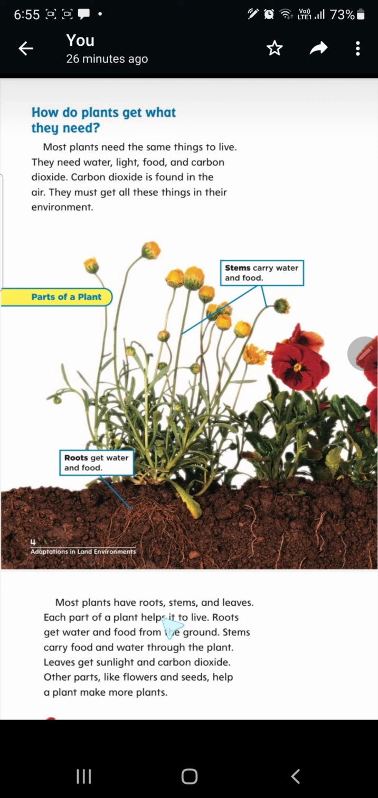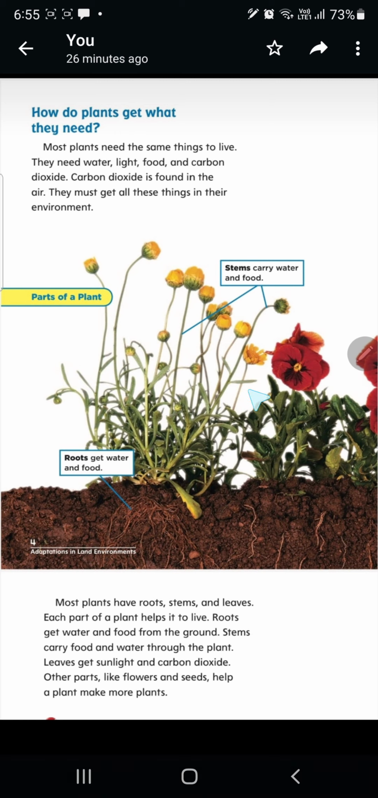Most of the plants have roots. Can you see the roots? Stems. Can you see the stem? And leaves. Each part of a plant helps it to live. Like roots. What do roots do? Do you remember? They get water and food from the ground. Stems carry food and water through the plant.